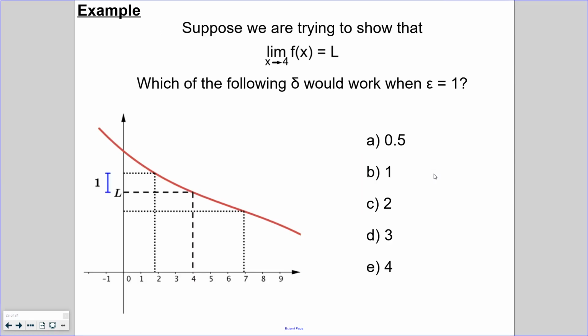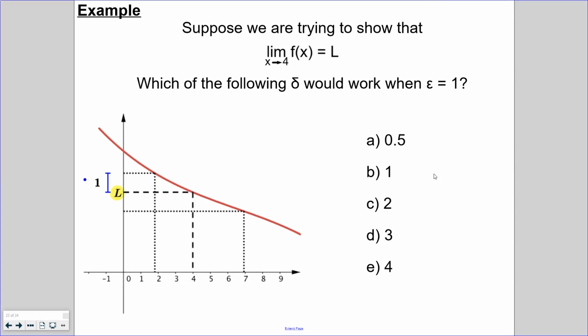Alright, our next example is a little bit different. Suppose that we are trying to show that the limit as x approaches 4 of f of x equals L. Which one of the following deltas would work when epsilon is equal to 1? We can look at our graph here, and this graph isn't really drawn correctly, but I pulled it right from Newton so we can go over it. As we can see, we do have the L value right here.